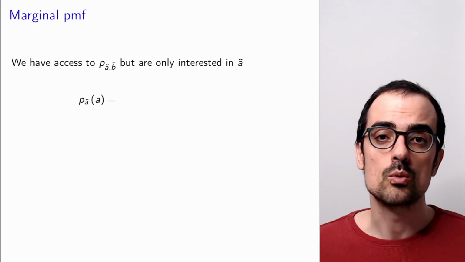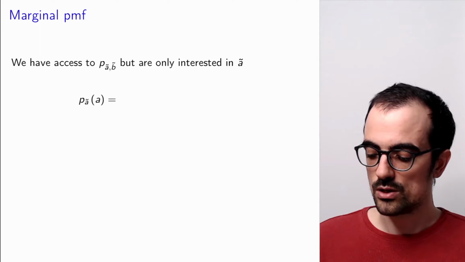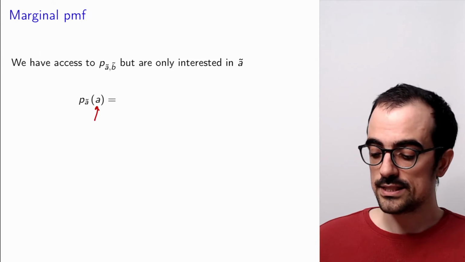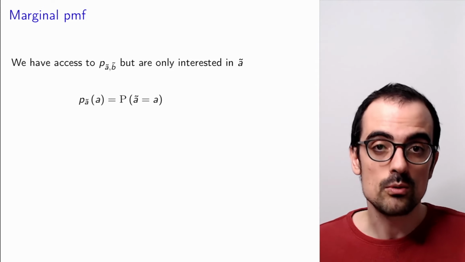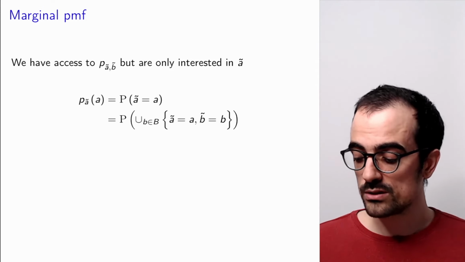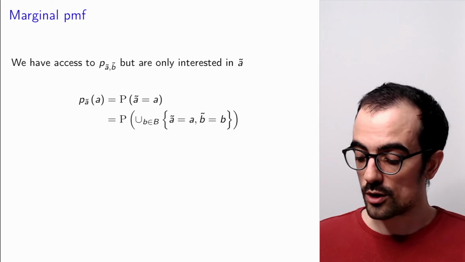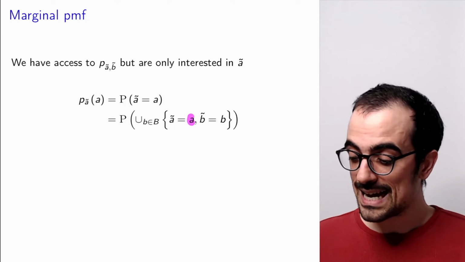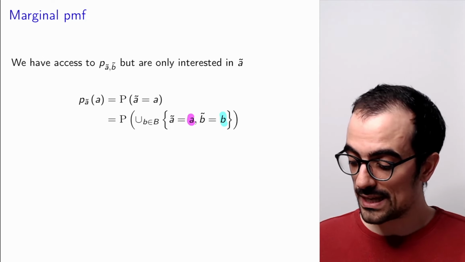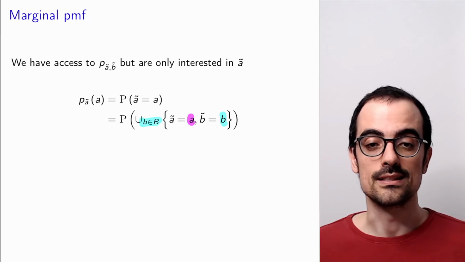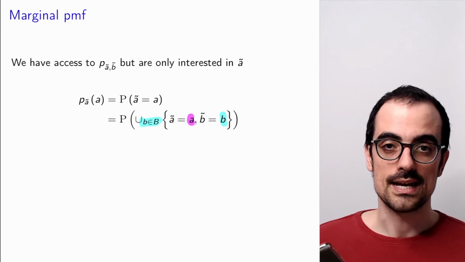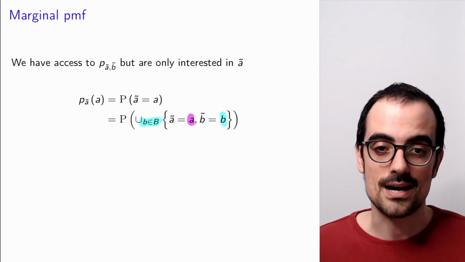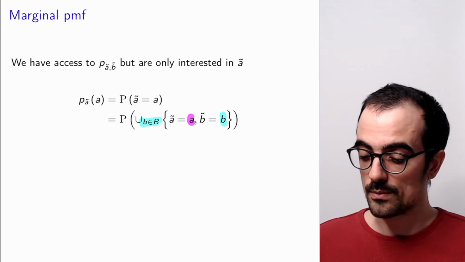So in general, when we want to compute the PMF of an individual random variable at a particular value, this is just equal to the probability that that random variable is equal to that value. And this is just the union of events of the form the random variable is equal to the value that we're interested in, and the other random variable is equal to every other possible value. So in our very simple example, it was just 1, 2, and 3. It could be many, many more. You just need to sum the probabilities.